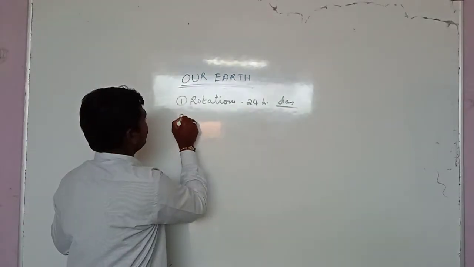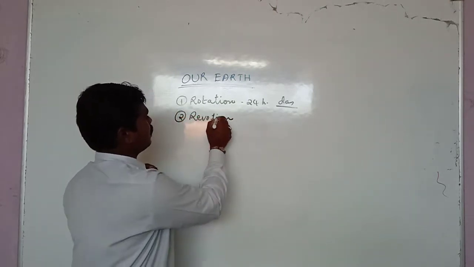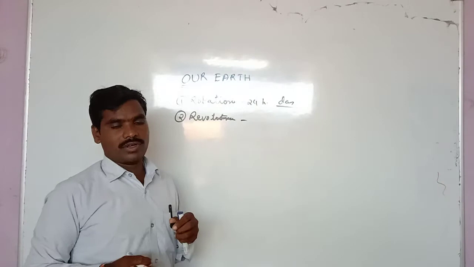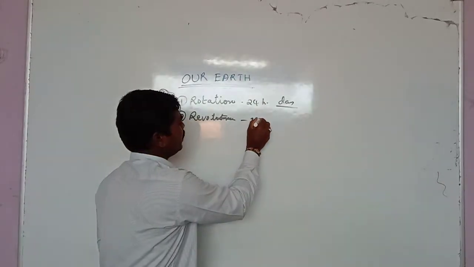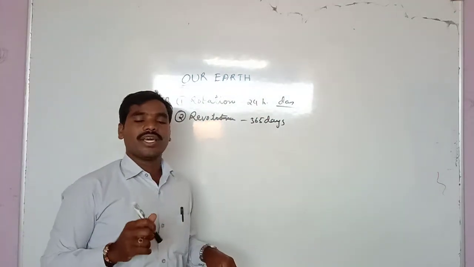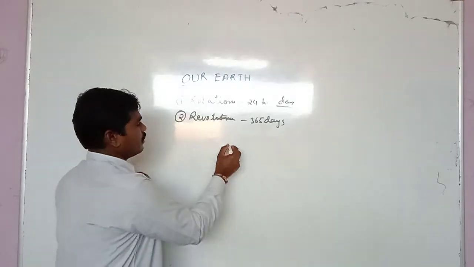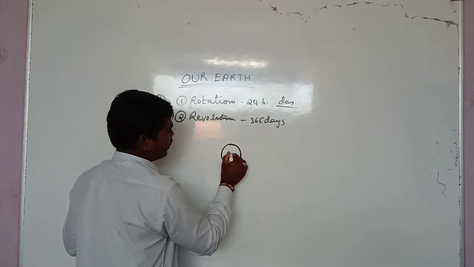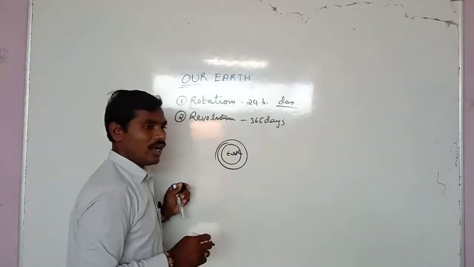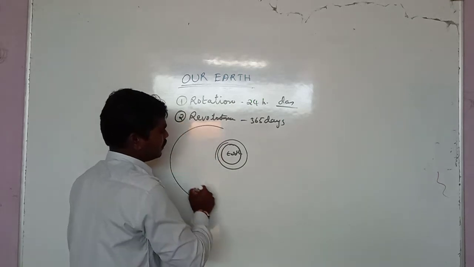And the second motion is revolution. For one revolution, Earth takes 365 days. It means Earth revolves around the Sun. It takes 365 days. For example, this is the Earth. Always Earth rotates itself, and when it is rotating, it also revolves around the Sun.